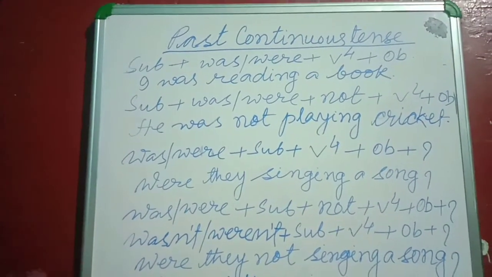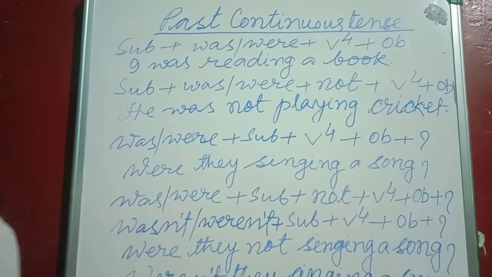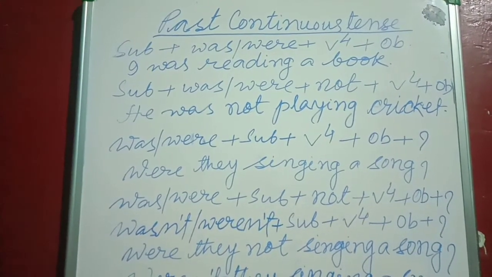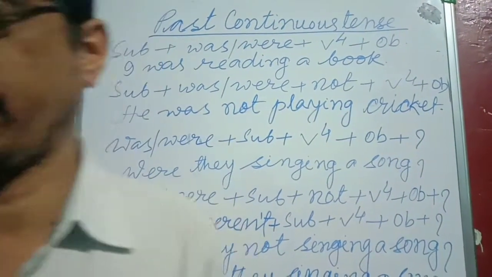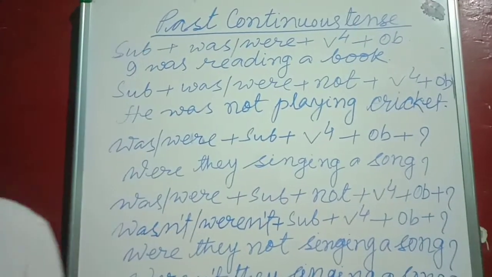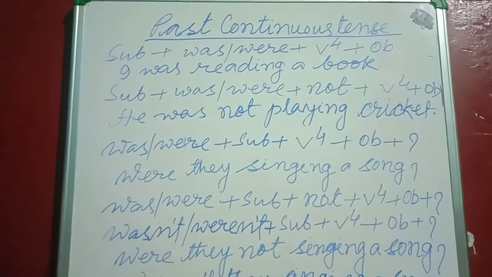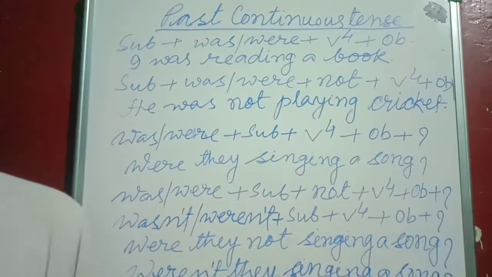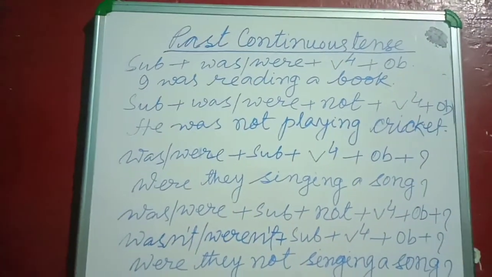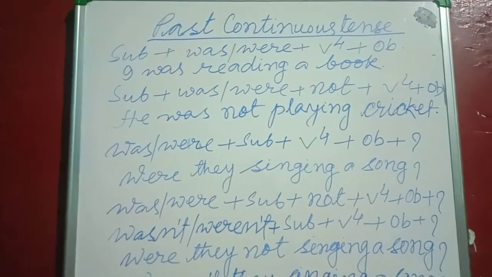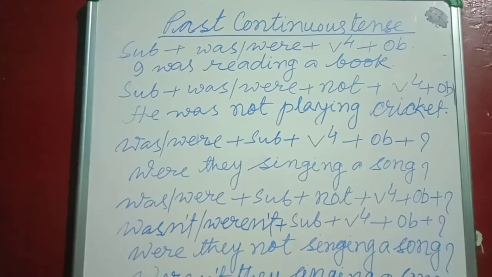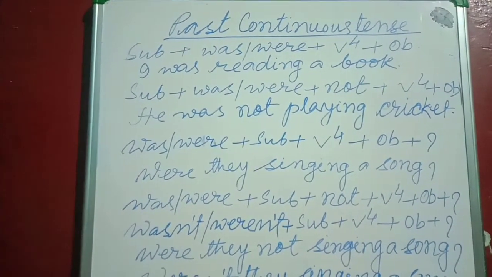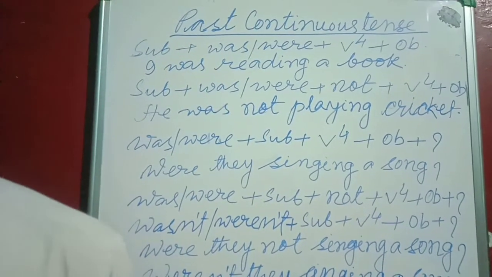But in past continuous tense, what happened? The action was going on for a fixed period of time, or the time was mentioned there. That's why it is called the past continuous tense. Why? Because there was a continuity in the action of the verb.